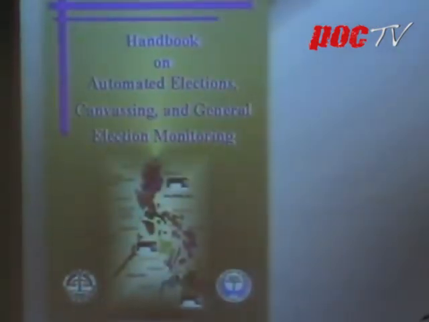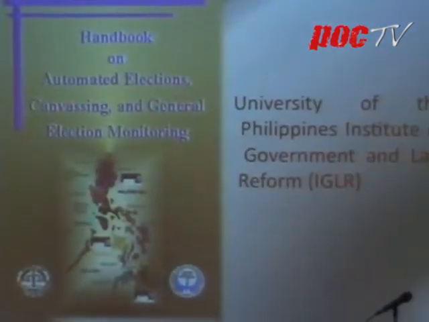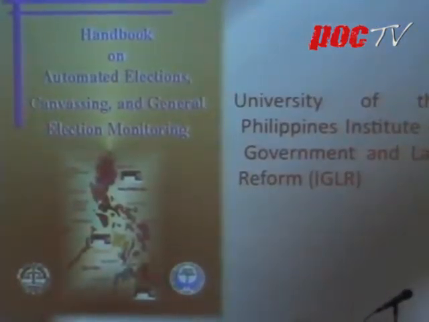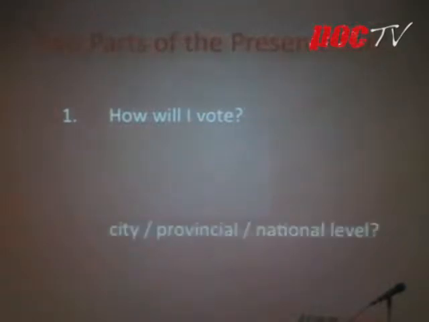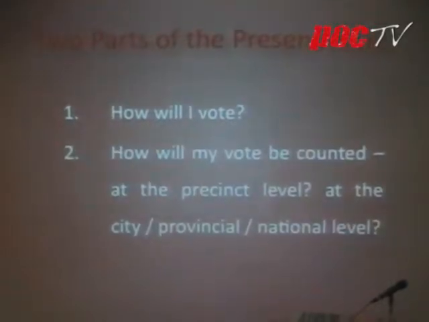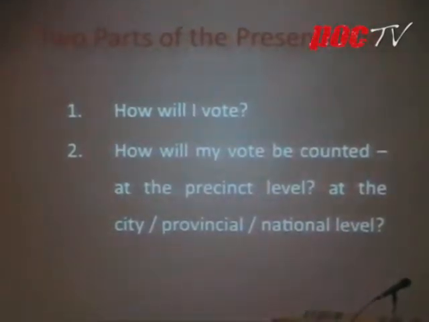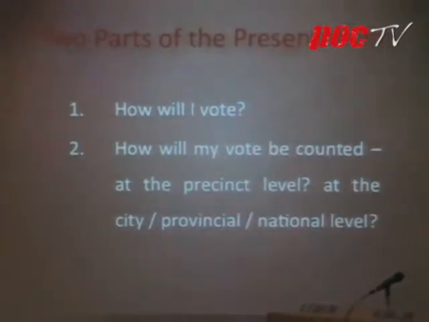So, Automated Elections 101. This is a step-by-step guide. This is presented by the UP Law Center, IGLR, the Institute of Government and Law Reform. There are two parts to this presentation. The first part is how will I vote. The second part will be how the vote will be counted at the precinct level and at the city, provincial, and the national level. How will I vote?